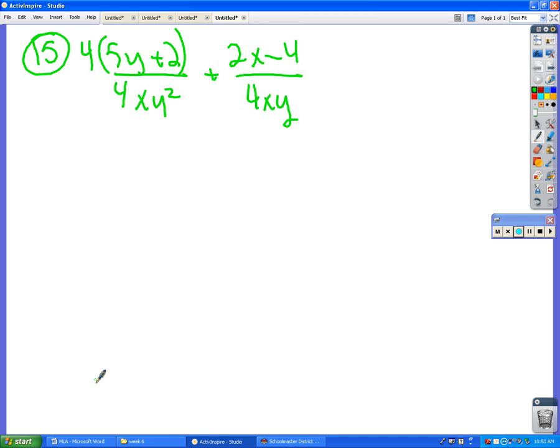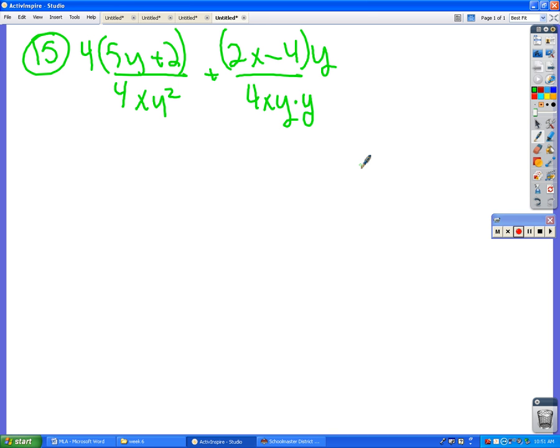This one has an x, and this one has an x, so we're good to go there. This one, however, has a y squared, and this only has a y. So we have to multiply on another y there. And if I multiply it by a y down there, I have to multiply it by a y on top. So that process of getting a common denominator is the same as it was when we were doing it with factored expressions yesterday. No big deal.